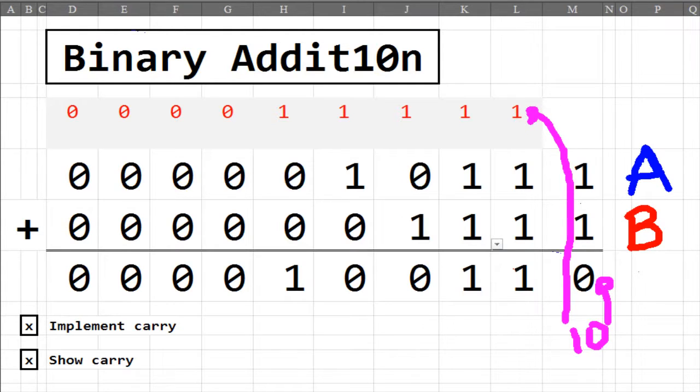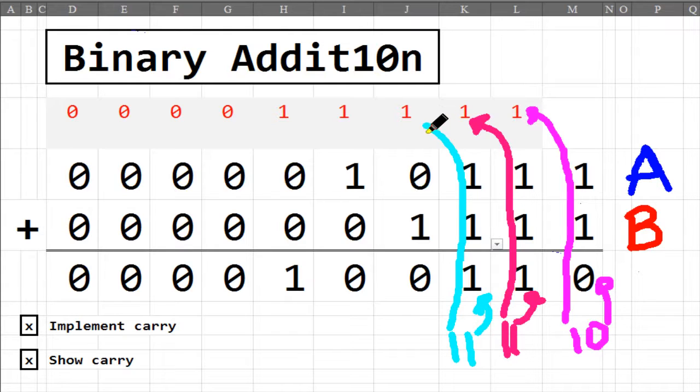1 carries over. 1 and 1 is 2. 2 plus 1 equals 3. So you have 1, 1. 1 here. And the other one carries over. 1 and 1 is 2. 2 plus 1 is 3. 1 here. And this one carries over. 1 and 0 is 1. 1 plus 1 is 2. So you have 1, 0.